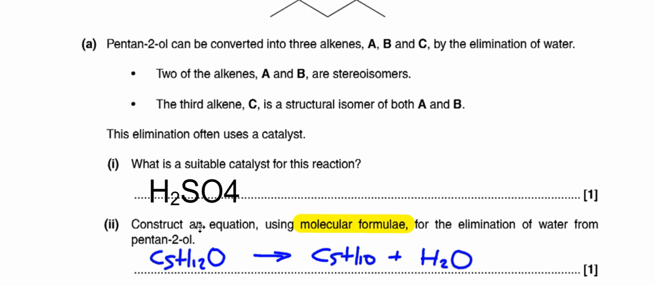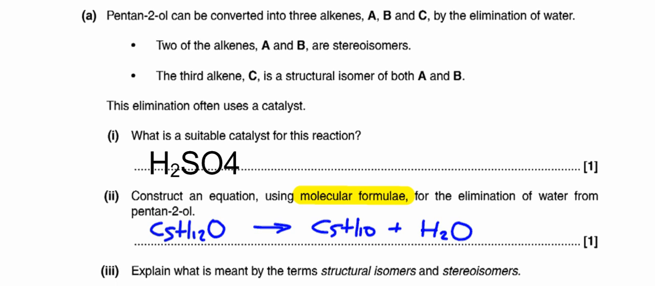Then, next, key thing to look at here, molecular formula. It's put it there. So many people lose a mark here. Construct an equation using molecular formula for the elimination of water from pentan-2-ol. So C5H12O. Don't be tempted to put that OH at the end. Gives you lost the water, H2O, C5H10. It's here that people make that mistake because they've not seen molecular formula, and you will not get the mark even though you've got the right equation because they've asked for molecular formula.